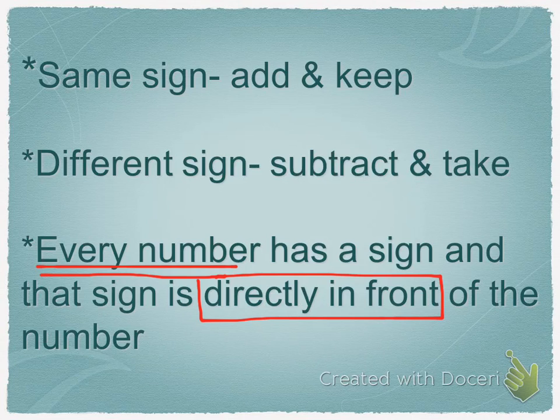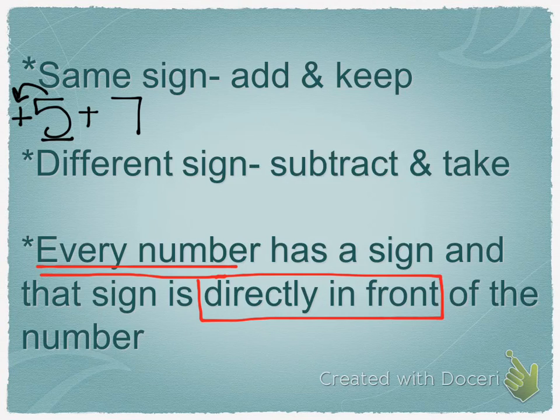So I have the same signs. So let's say I had 5 plus 7. First of all, the first thing I want you to do is get used to looking for the signs. Look at every number and find its sign. So let's see here. Haley, what is 5's sign? Positive. Even though it's not written, I know its sign is positive.